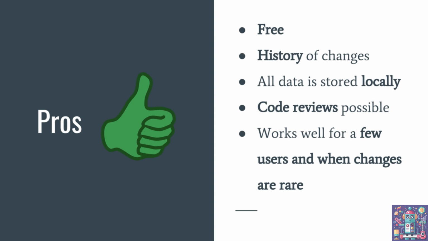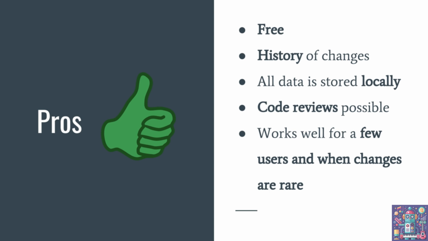One additional advantage would be if you're interested in more privacy regarding your data. All the data can be stored locally or on servers that you can control, so you do not need to share any information with Postman. And because Git is a version control system, you can also have access to things like code reviews. Generally, this solution tends to work well if there are only a few users involved and when the changes to the collections are not so frequent.